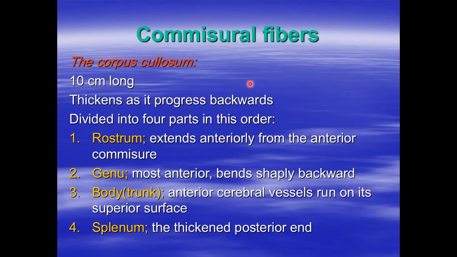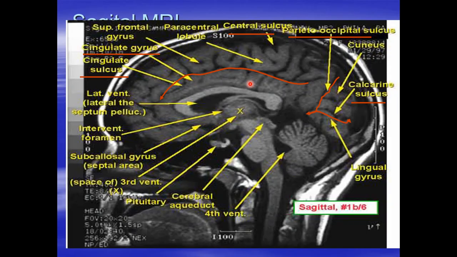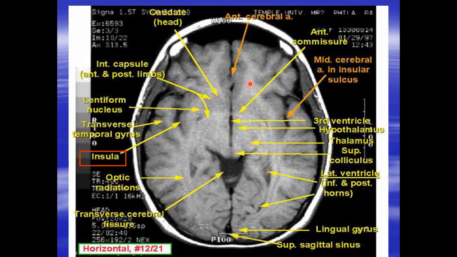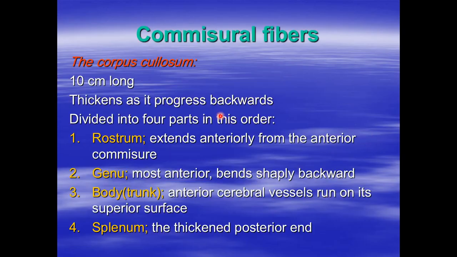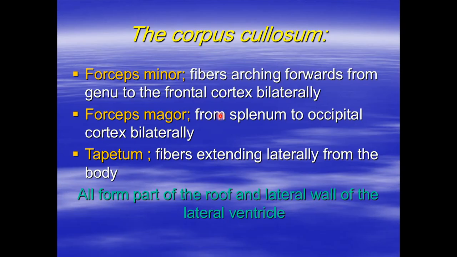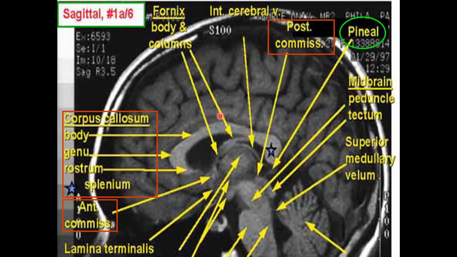So let's go where, I think, here. At this cut, you can see these tiny fibers here. These are the anterior commissural fibers. These tiny parts are the anterior commissural fibers. Okay, so let's go back.